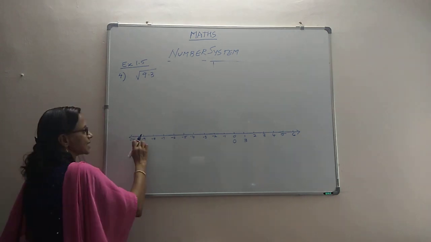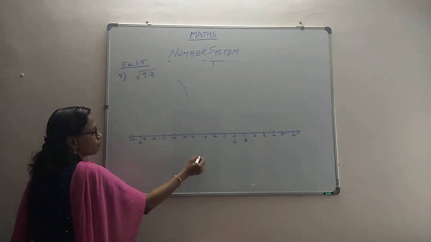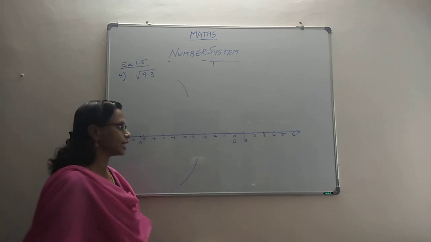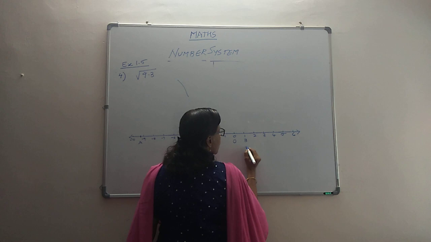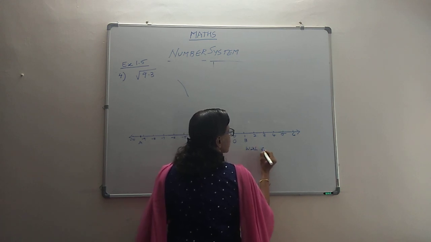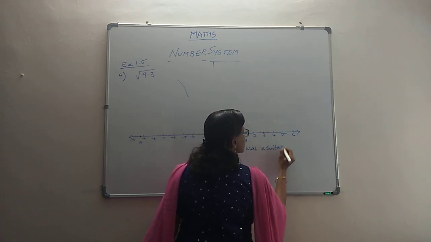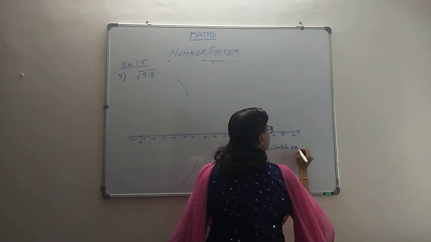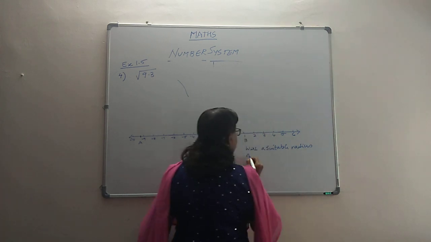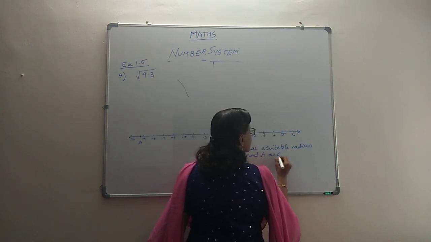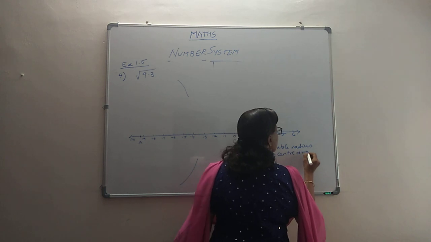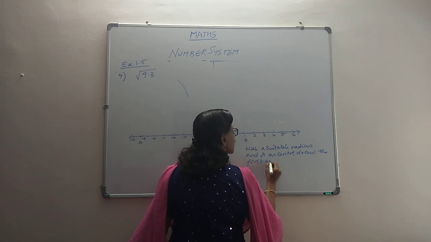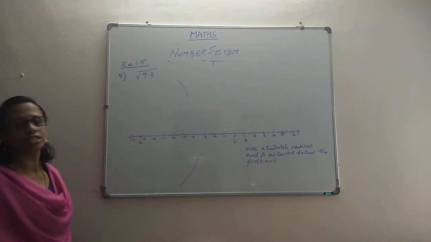With A as a center, draw arcs on both sides of the number line. So with a suitable radius, in case of confusion, something like 6, 7, 8, and A as a center, draw the first arc on both sides of the number line.